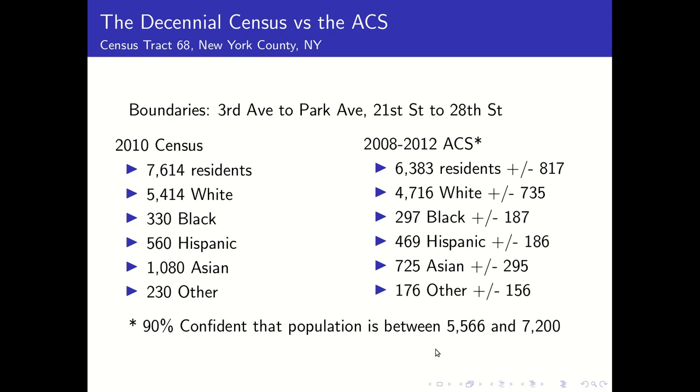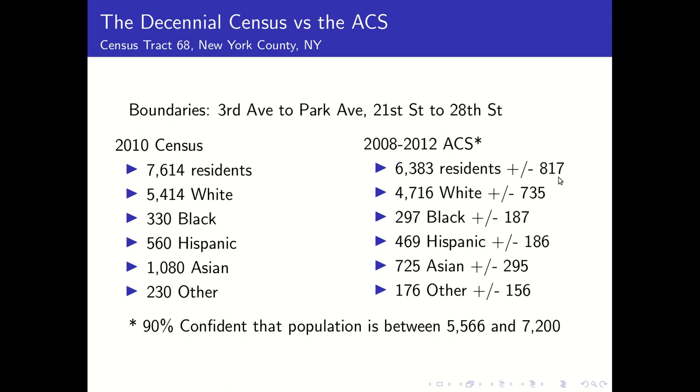Another way of saying this is that, whoops, let me skip ahead there by accident. What this means is that the population could actually be as low as 5,566 or as high as 7,200 people. And the ACS uses a 90% confidence interval, which means that there's a 10% chance that the actual population falls outside this range. So this is important to consider.